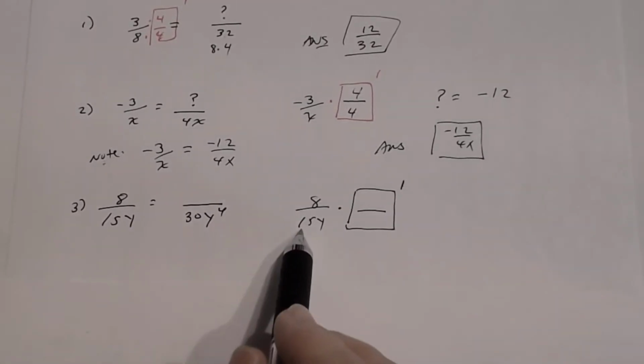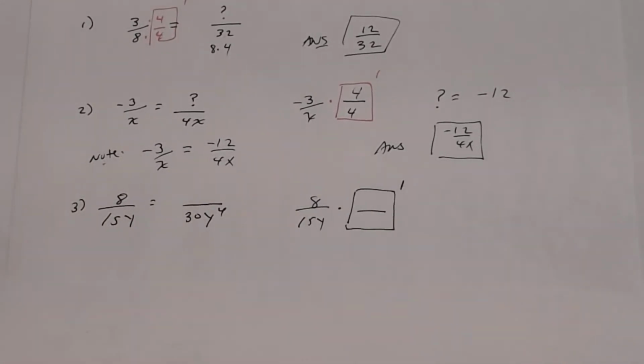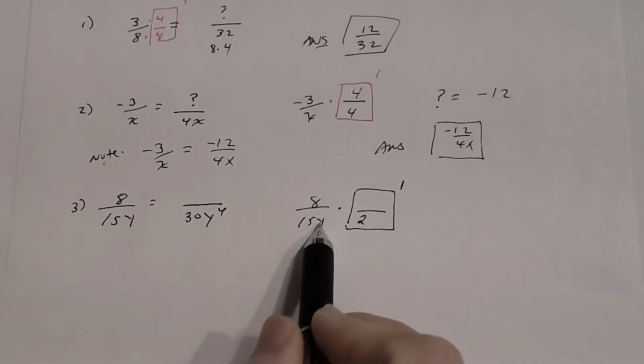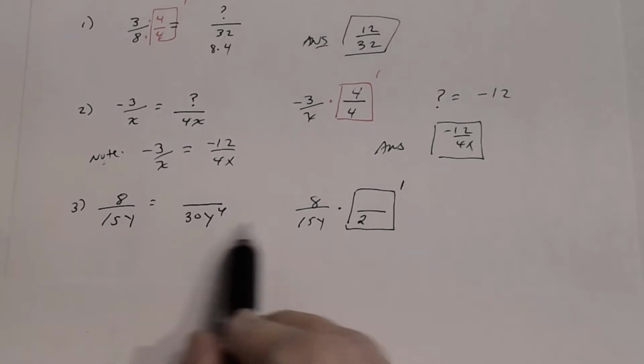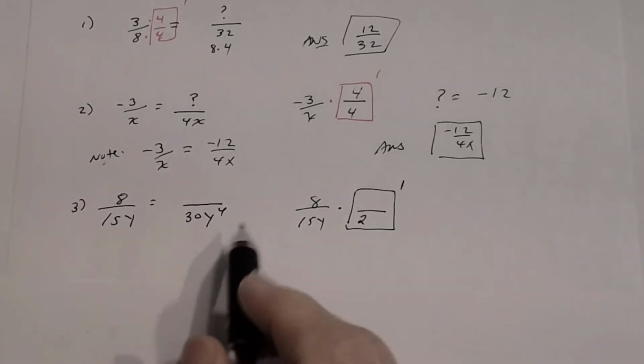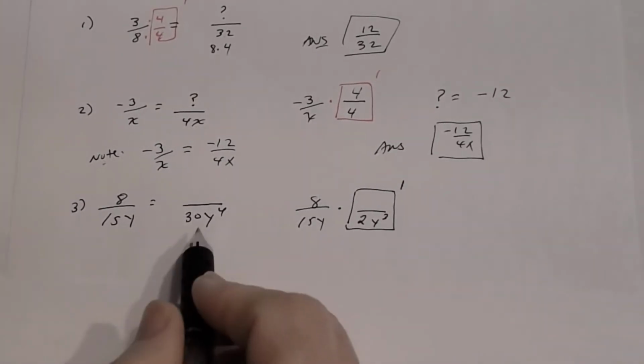So let's think about what's missing. 15 times what is 30? All right, so 2, right? So I need a 2 right here. Do you all agree? Okay. Now, I have a y here. I want a y to the 4th. So y times what is y to the 4th? Well, y cubed.